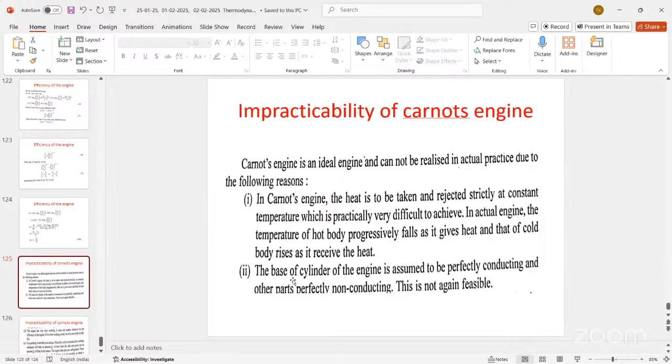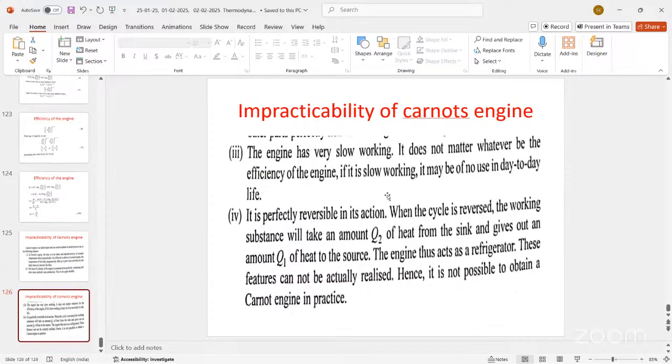So the base of the cylinder of the engine is assumed to be perfectly conducting, and the other parts perfectly non-conducting. This is again not feasible. Okay, so these are all from our textbook only. So finally what we have here, it is perfectly reversible in its action.